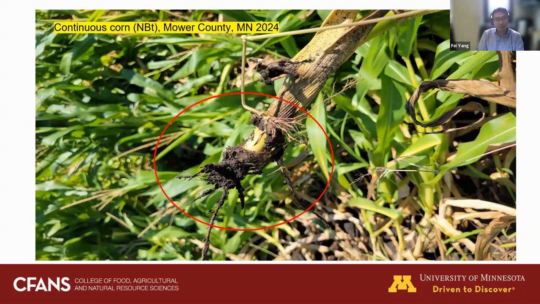So this is a field we visited last year in Murray County. This is a non-Bt corn, a continuous corn field. If you look at the roots, you will find no roots left on the nodes. That means the pest pressure was significantly high in that area.